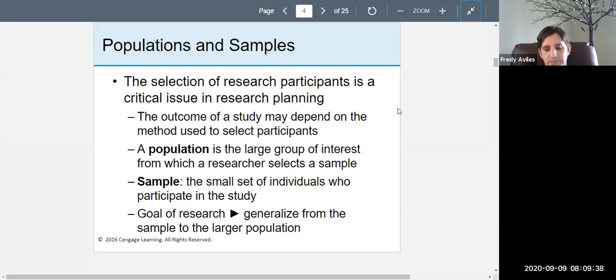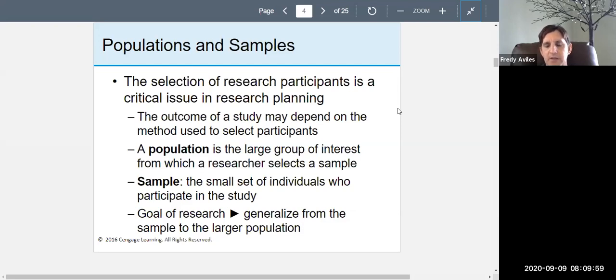You can find one result if you select a certain group of people. If you select another group of people, you can find a totally different result. So the sample is important. And in order to make sure you're doing things right, you need to make sure that your sample is a good sample, that it represents the population it was taken from.